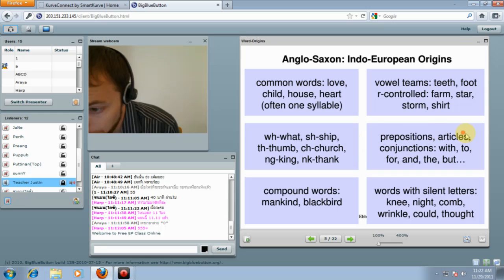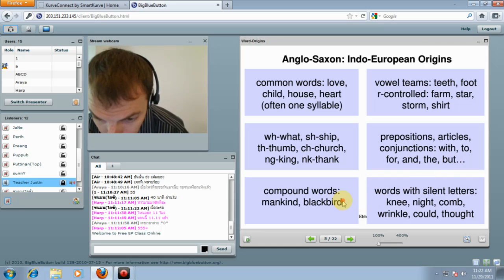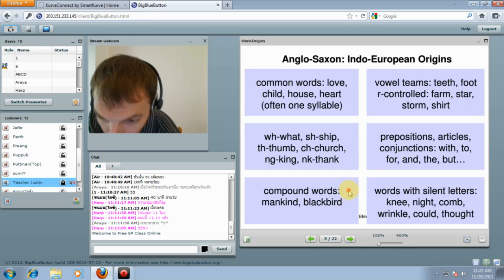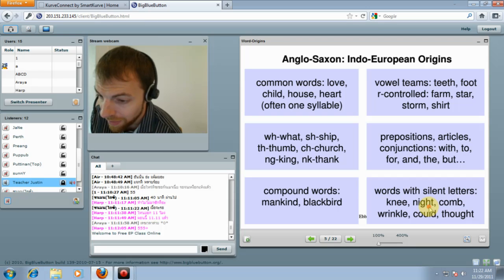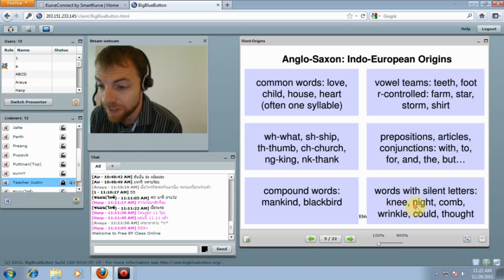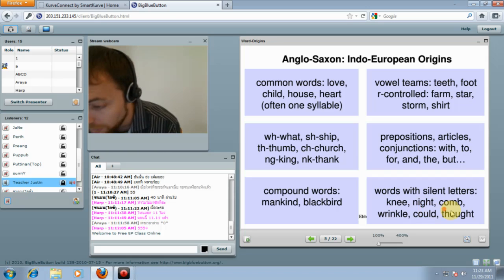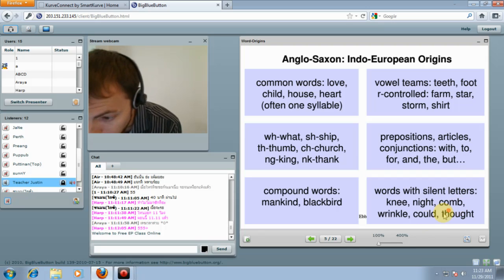Prepositions, conjunctions, to, and, but, comparative words, and we also have words with silent letters, like the silent K and the silent G, silent K in knee, or night, and the silent G in light. Comb, it's kind of a silent B.